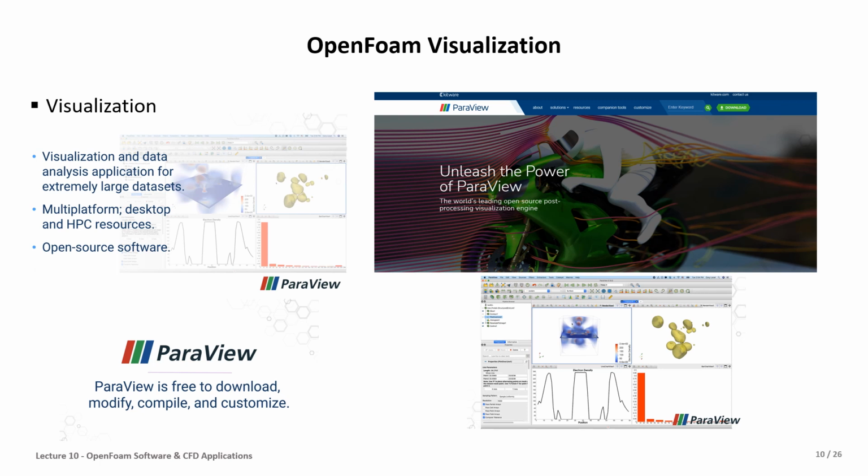And here is ParaView, which is software for visualization, and it's possible to run it on the desktop and on HPC resources. It's also open source software. It's free to download, and you can also use it with other software. For example, I know some people with Python programming also use ParaView for visualization.